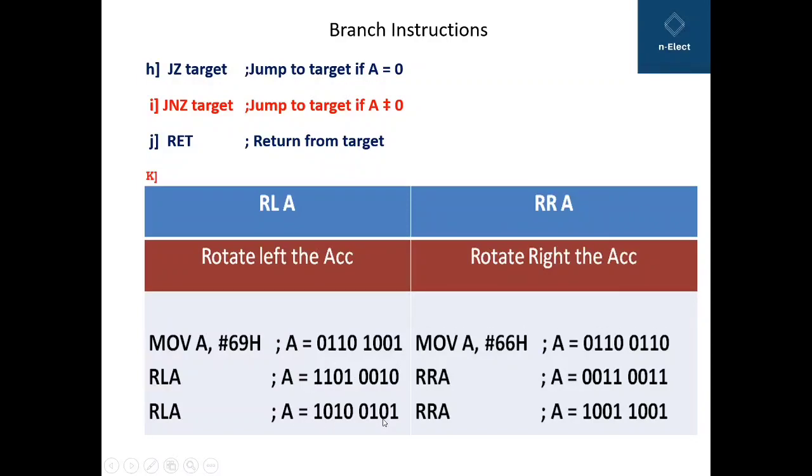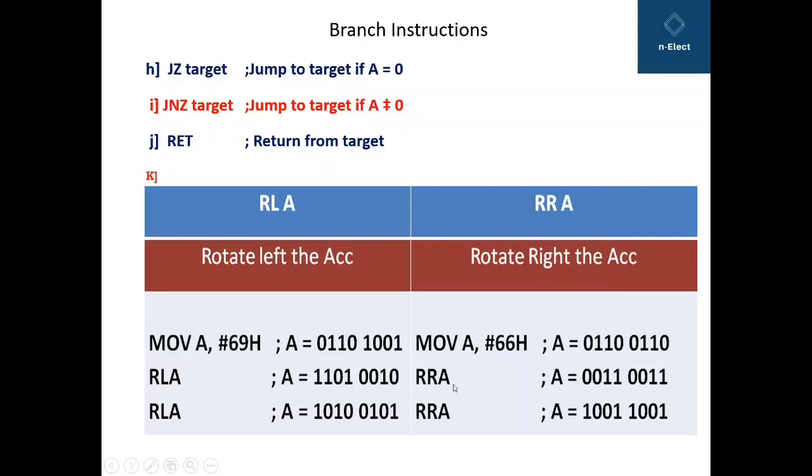These are the changes which we will observe after execution of the RLA instruction. Now moving to RRA, which is exactly opposite to RLA. Here we were moving the bits towards left. Here we are going to move the bits towards right. So first we will take this example as MOV A, #66H. So 6 in hexadecimal, 4-bit binary, and 6 in 4-bit binary are shown here.